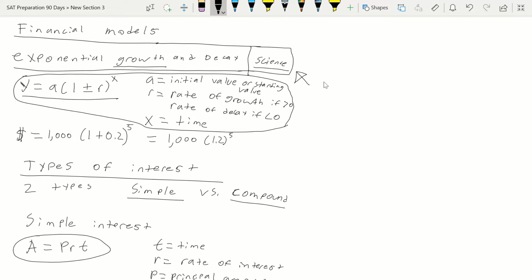Our equation is y equals a times 1 plus or minus r, raised to the power of x, where a is our initial or starting value, and r is our rate of growth if it's positive, or our rate of decay if it's negative. Keep in mind, if we have a rate of decay, then we have 1 minus r, and if we have a rate of growth, we have 1 plus r. And x is our unit of time.